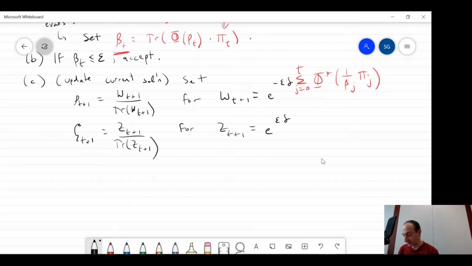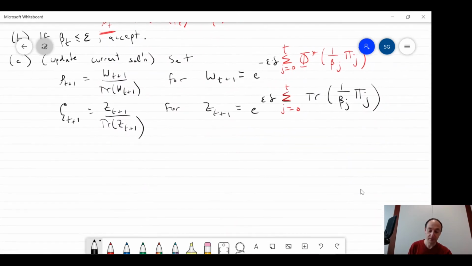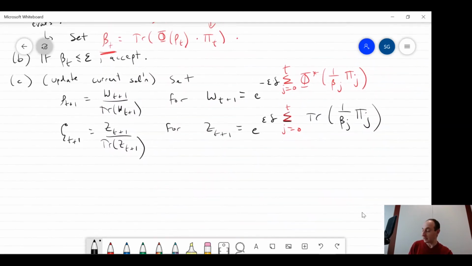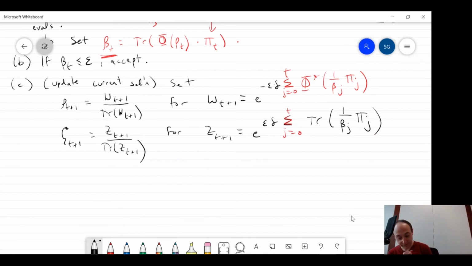And so here I have e to the epsilon delta, the sum over j equals 0 up to t, same as before. And now, instead of having this thing, I'm going to do something slightly different. Remember, this is my guess for the committed state. And so this is going to look different, of course. It's going to be 1 over beta j pi j. So these are the operators that turn out to work. And that's it. And the last step is just to reject, step 5.